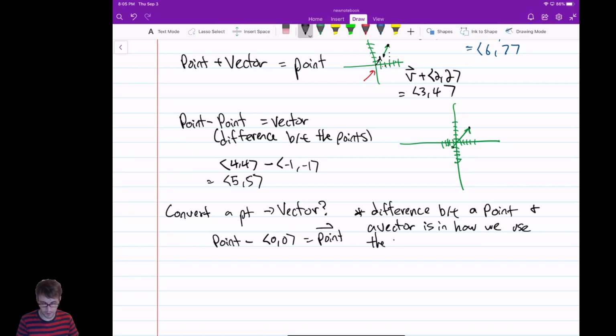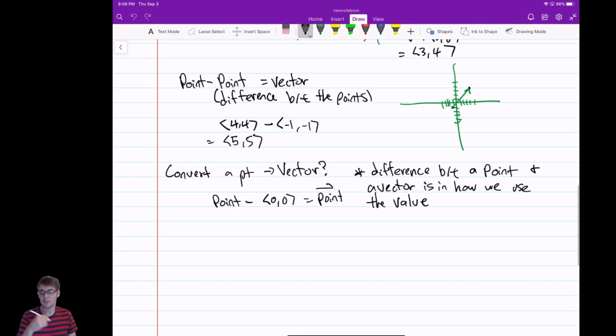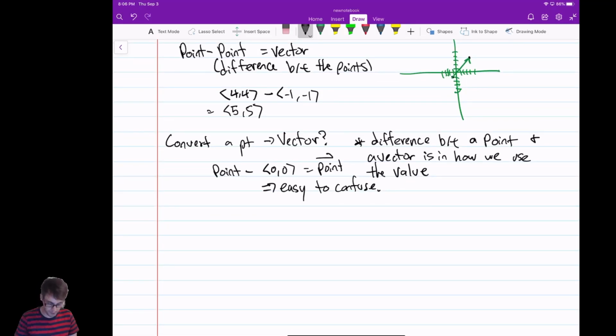How we use the numbers, okay? So when you're doing some math or some operation that expects vectors or expects points, stop and think. Are these points or are these vectors? We'll come across a prime example of this a little later in the unit when we talk about triangles and the sides of triangles and whether they're points or whether they're vectors. This is very easy to confuse. Okay, so I want to make that point.